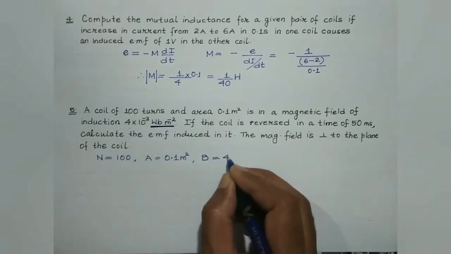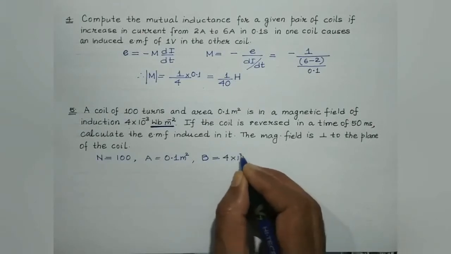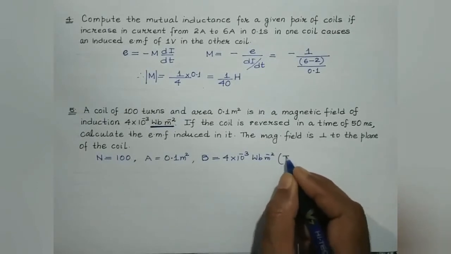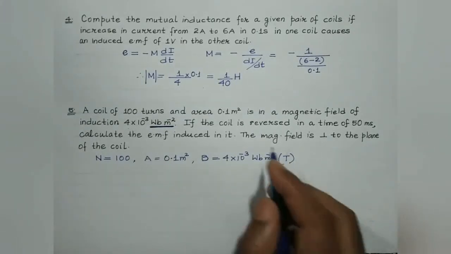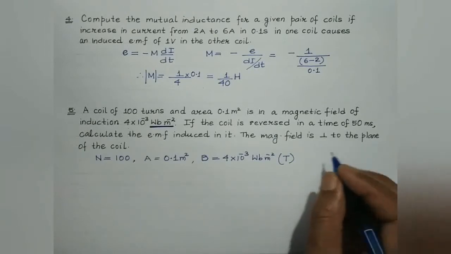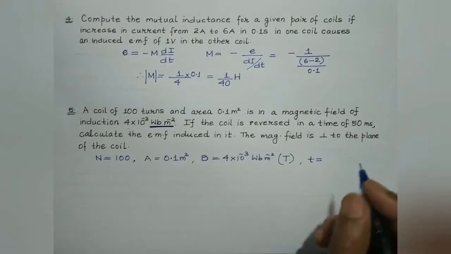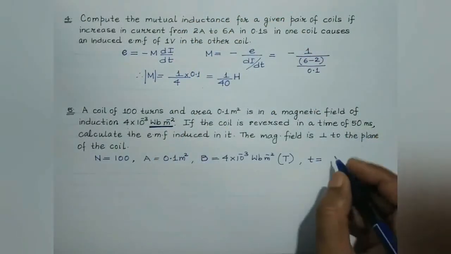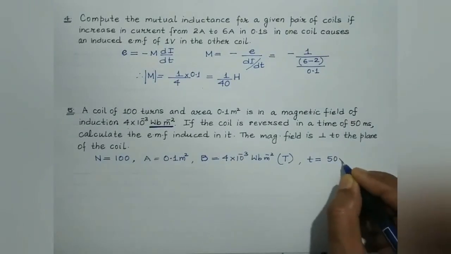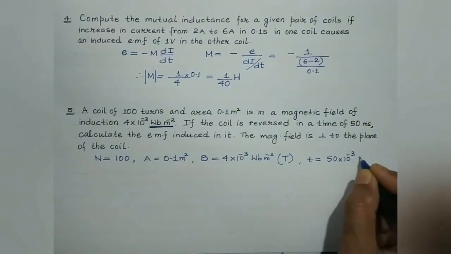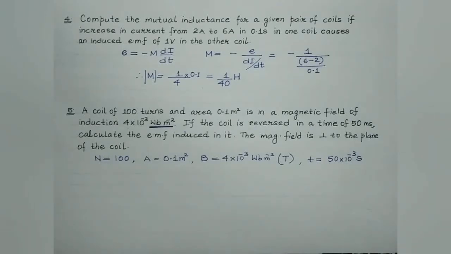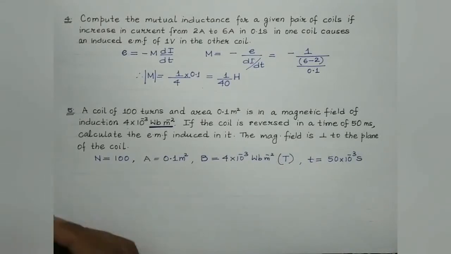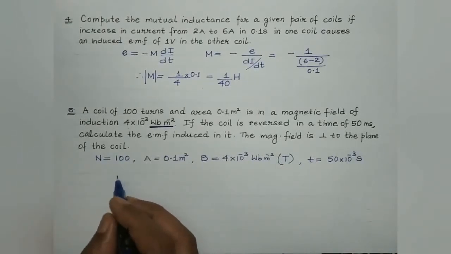So magnetic field strength is 4 into 10 to the power minus 3 Weber per meter square. It can be also written as Tesla. Now if the coil is reversed in a time of 50 milliseconds, this is the time in which the coil is reversed like this. It is reversed, right? So the time is 50 milliseconds, that is 50 into 10 to the power minus 3 seconds. Calculate the EMF induced in it. The magnetic field is perpendicular to the plane of the coil, obviously. So this is the scenario.